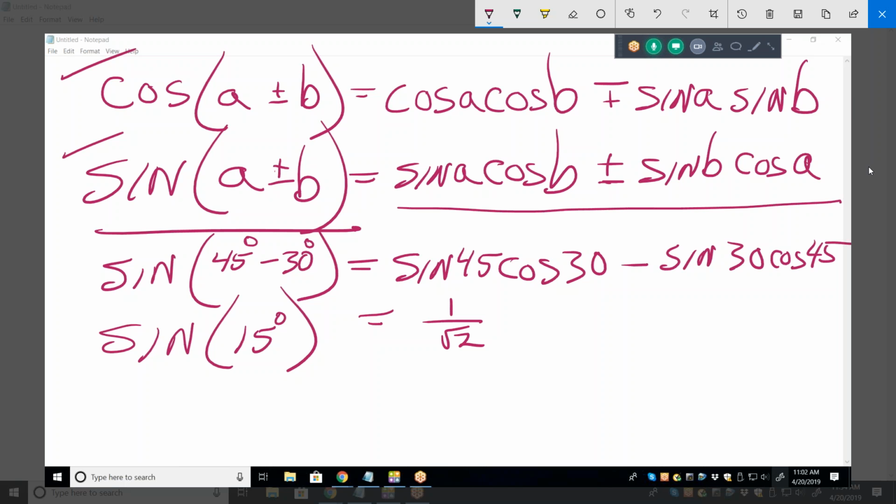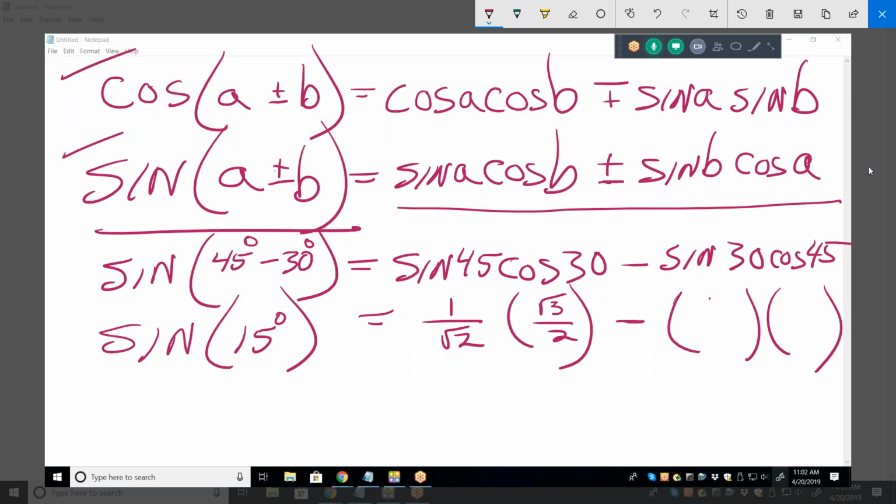What's cosine of 30? Cosine of 30 is, oh my God, what did we do? It was square root of 3 over 2. Okay, do I have the plus and minus signs correct on both of those? Yeah, because they're both first quadrant angles, so everything's positive in the first quadrant. Now, what's the sine of 30? I think it's the same thing, 1 over square root of 2.